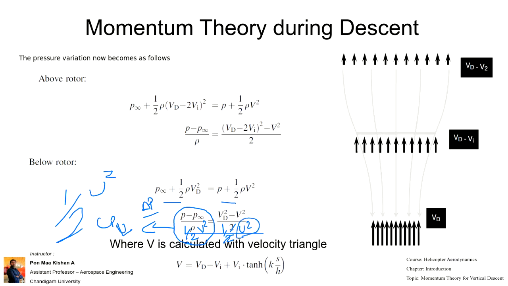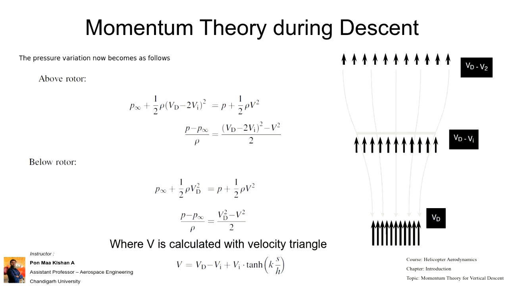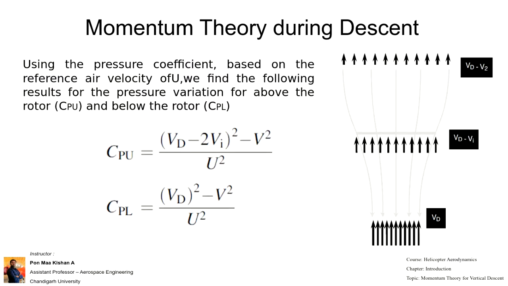If you see the next slide, that's what has been done: the coefficient of pressure, non-dimensionalization. To non-dimensionalize that equation, the upper layer is given with respect to division by U square, and the lower is given with respect to U square minus U square divided by U square. Both are taken from Bernoulli's equation only.